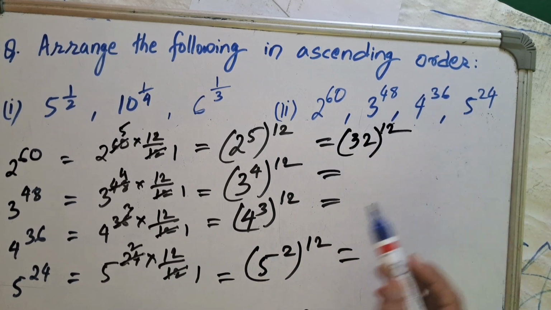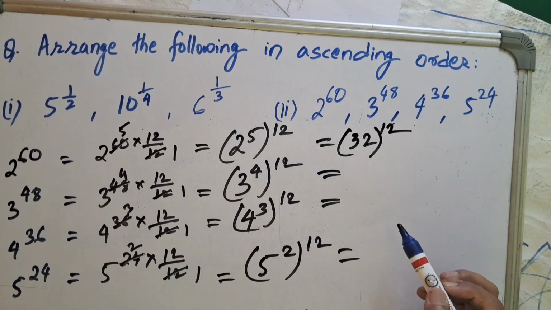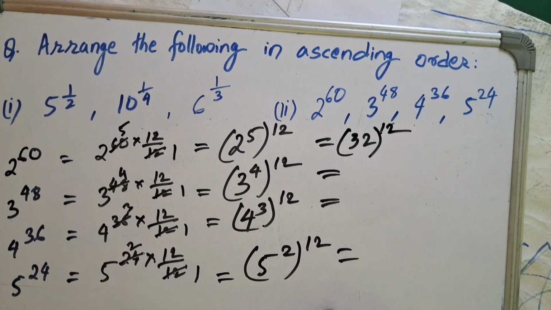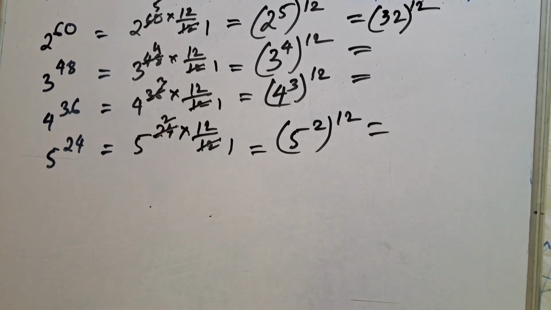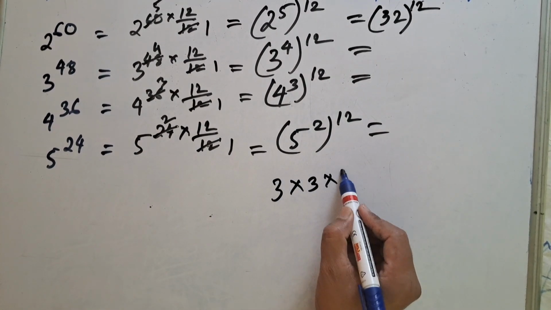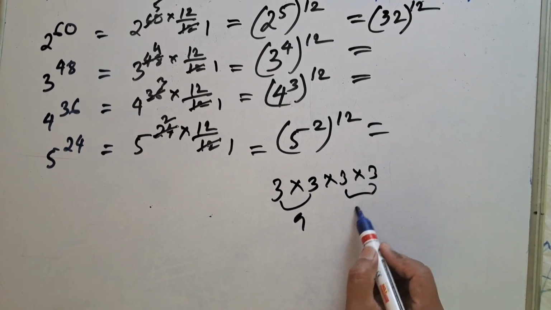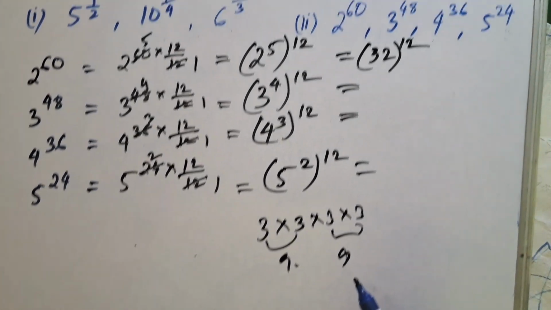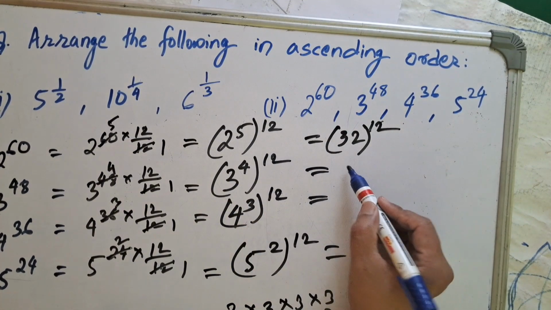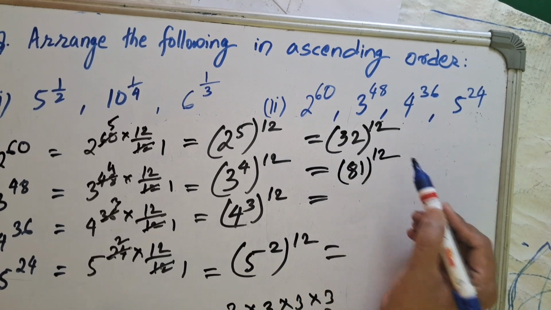Next number is 3 to the power 4 whole to the power 12. 3 to the power 4 is 81. 3 to the power 4 means 3 into 3 into 3 into 3. So 3 3s are 9, again 3 3s are 9, 9 9s are 81. 3 to the power 4 means 81 whole to the power 12.